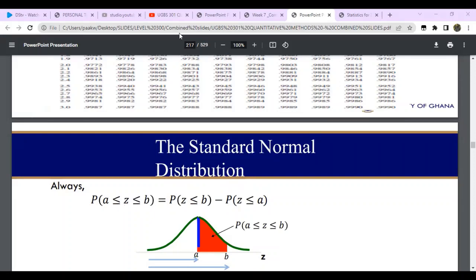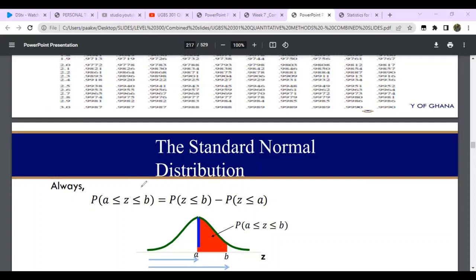So let me teach you a simple method here. You see that B is bigger than what? A on the number line. So A comes after what? B. So when you see something like this, always probability that A less than or equal to Z less than or equal to B. Now you are looking for the probability under this curve.